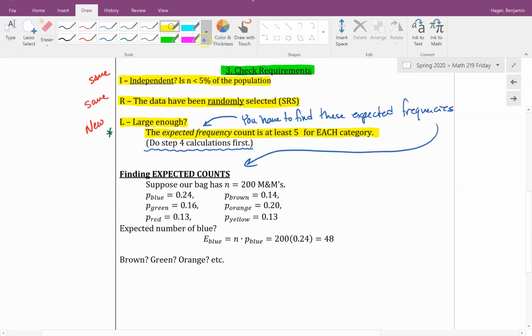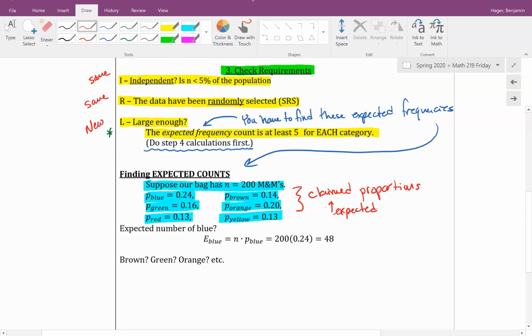So let's just hypothetically suppose that our bag has 200 M&Ms in it. What they've done is they've reminded us of each of these percentages. There should be 24% blue, 16% green, 13% red, and so forth, right? These are the claimed percentages. Claimed or expected.